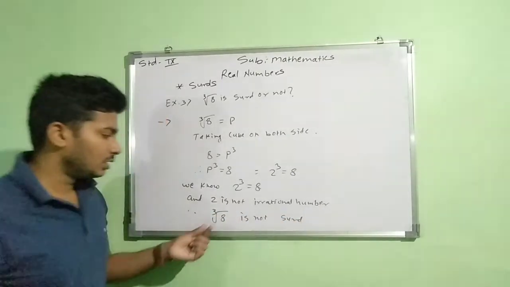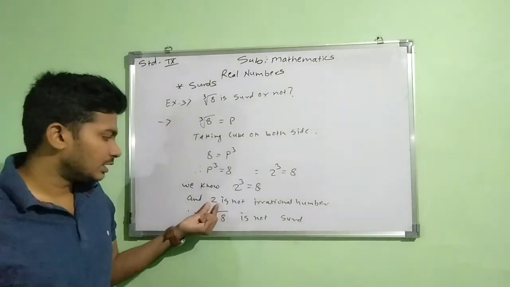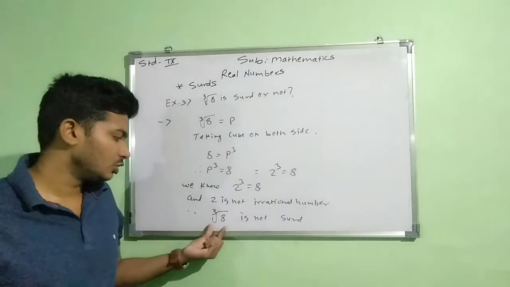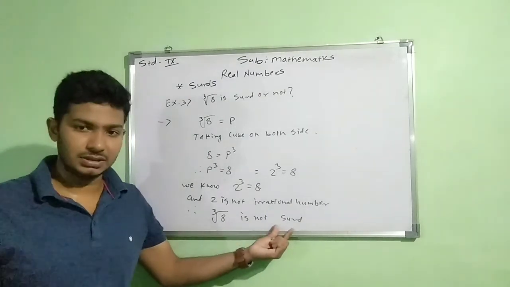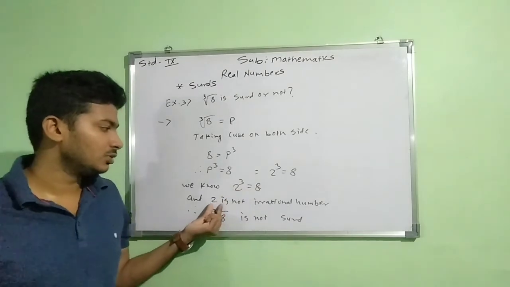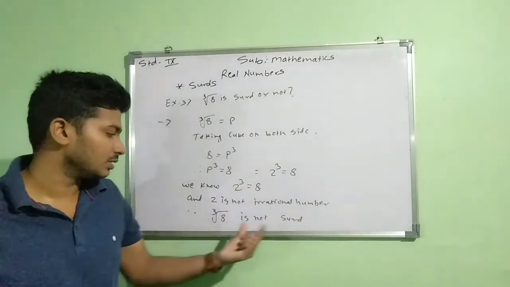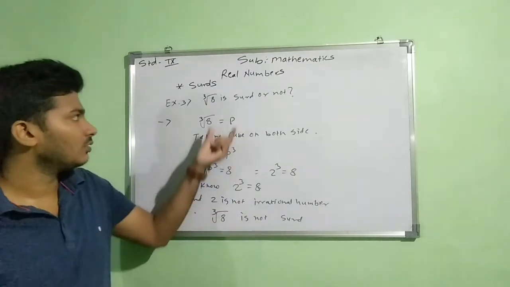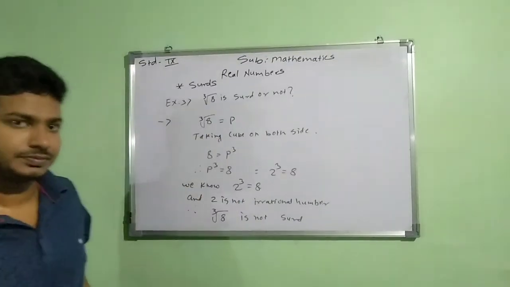If we had got that value as an irrational number, at that time we would be able to say that the cube root of 8 is a surd. But here we got the value 2, and 2 is not an irrational number, 2 is a real number. So that is why the cube root of 8 is not a surd. This is how we have to solve the example.